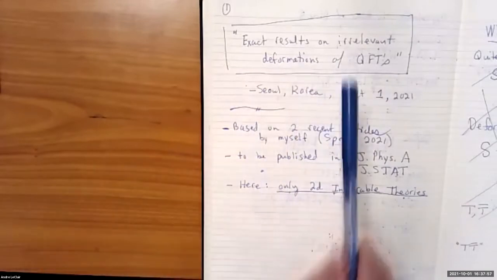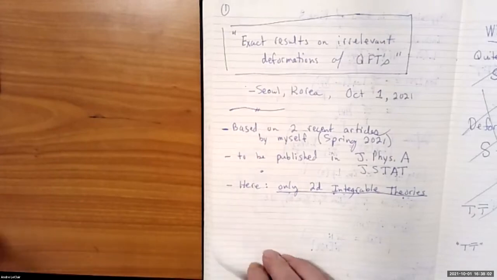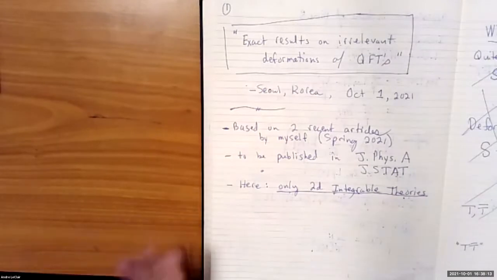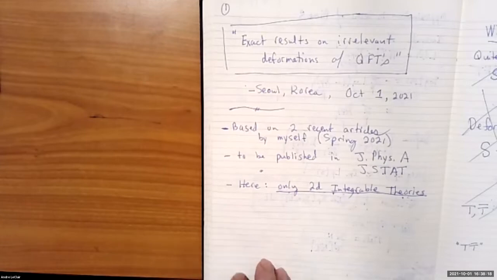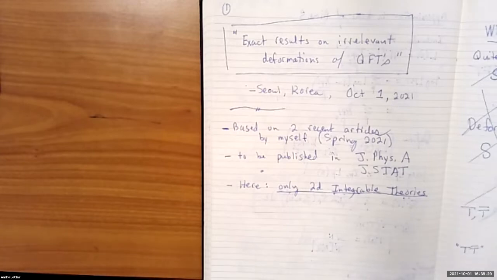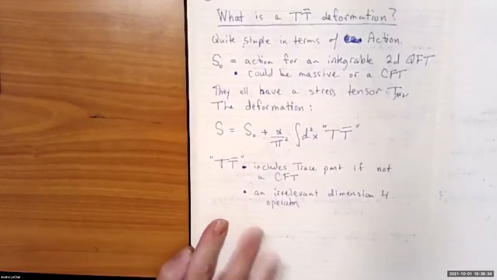So this wasn't the title of my talk, it's the title of the conference, but it could just as well be the title of my talk. The talk was about TTbar ultraviolet completions of the Ising model, which I'm just going to get to toward the end. It's based on two recent articles, of course, on the arXiv from last spring, to be published in JSTAT and Journal of Physics A. Here I'll only be talking about 2D integrable theories, which is the main context for this subject.